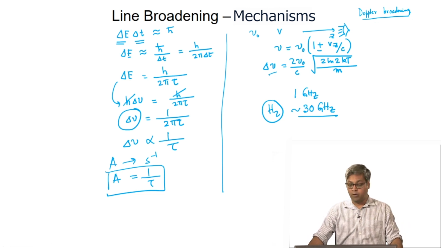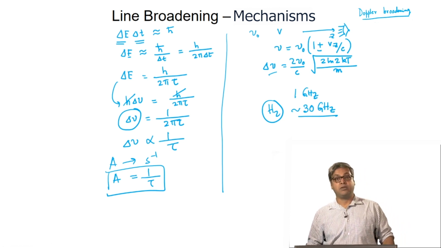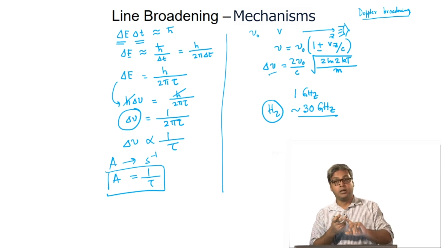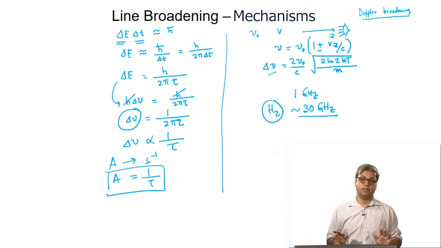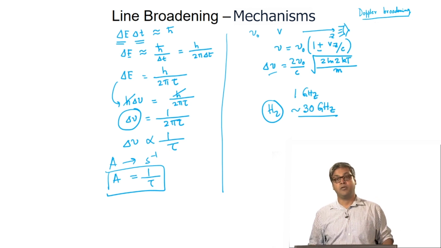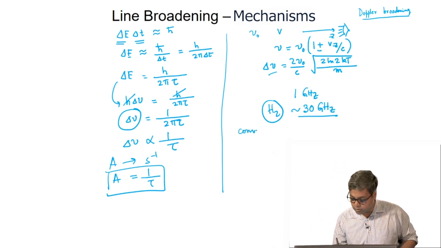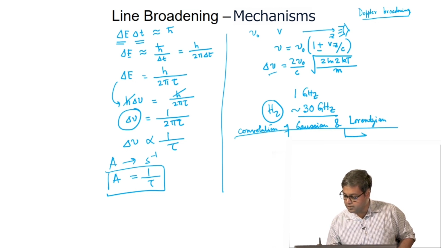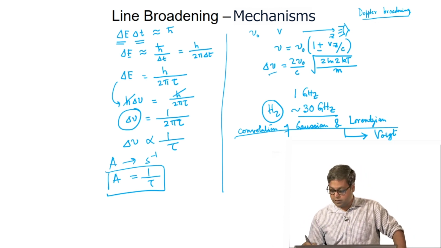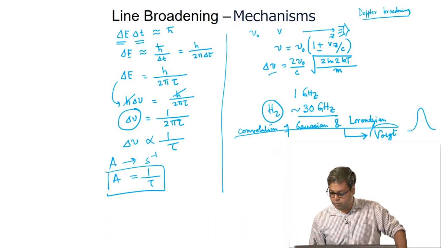So, finally, I would like to end by mentioning that all these processes, the Doppler effect, the collisions, the quantum mechanical effect, that is lifetime, happen simultaneously, and thus the spectral line shape is never perfectly Gaussian or Lorentzian, but is a convolution of Gaussian and Lorentzian line shape function and is given by the Voigt function, or the profile of the spectrum is known as Voigt profile.